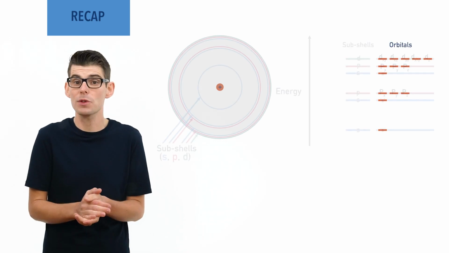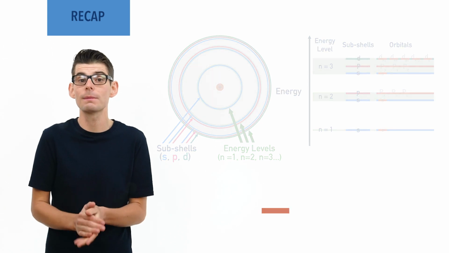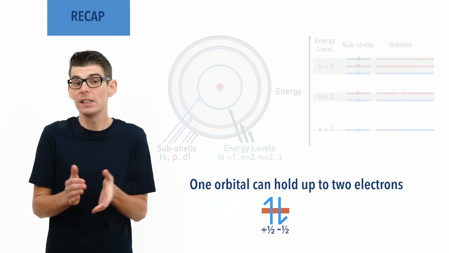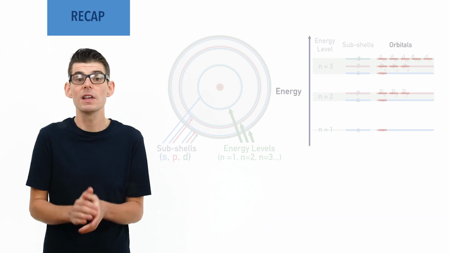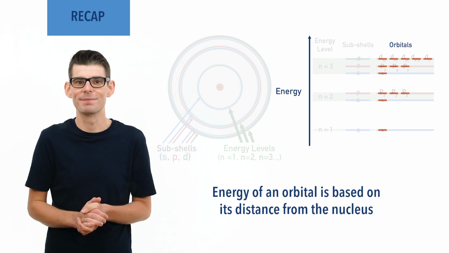Inside an atom, electrons exist in regions of space called orbitals that make up subshells in given energy levels. One orbital can hold a maximum of 2 electrons, each with opposite spin. Different orbitals have different energies depending on their shapes and distances from the nucleus of an atom.